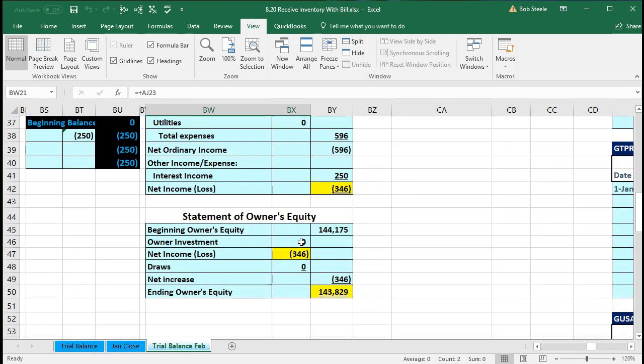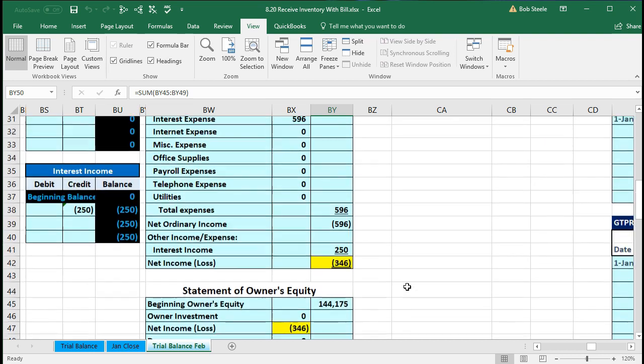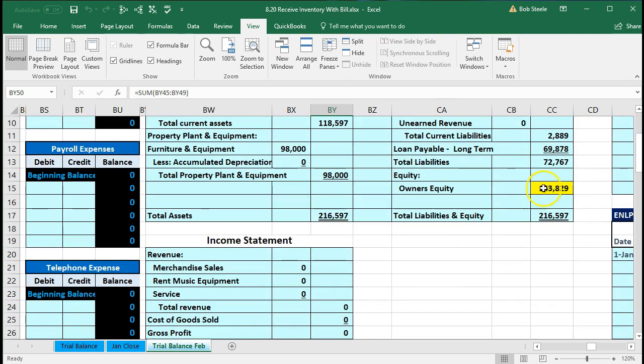We then have the statement of owner's equity, which has no change as well, that being no change on the income statement or equity. We still have the loss on the income statement of $346, that part of the statement of equities, part of the calculation of the ending owner's equity balance of $143,829, that amount found as well on the balance sheet.